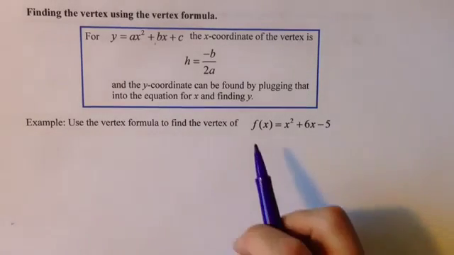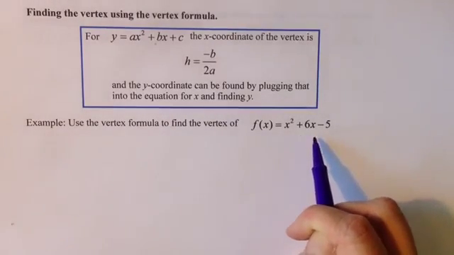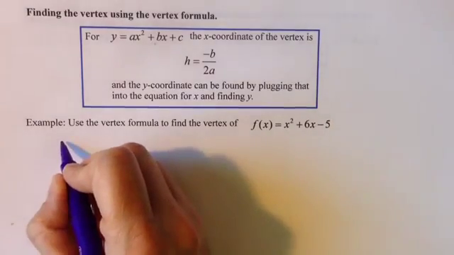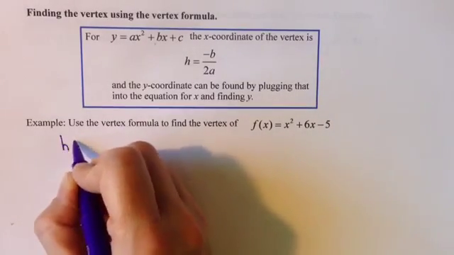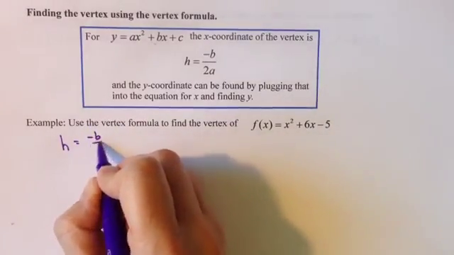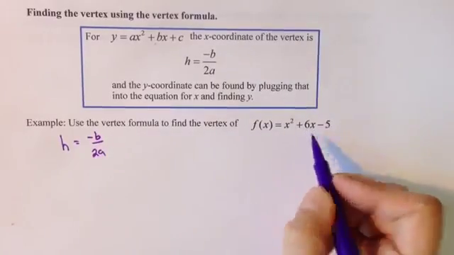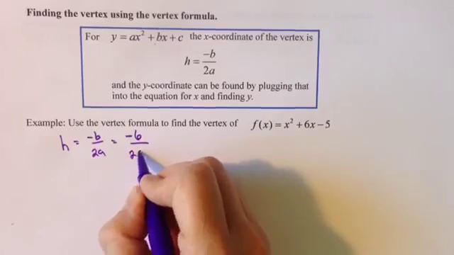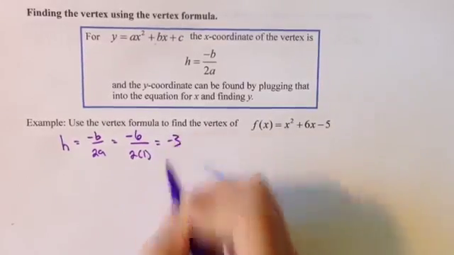We're going to start with f of x equals x squared plus 6x minus 5, and I'm going to find the vertex of this quadratic equation. So the x-coordinate, or the h part, is negative b over 2a. b is 6, and a is 1. So I get negative 3.